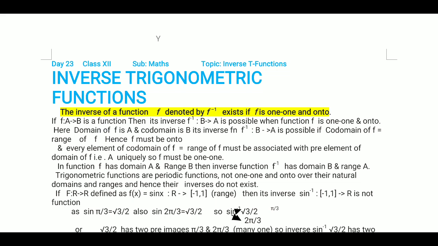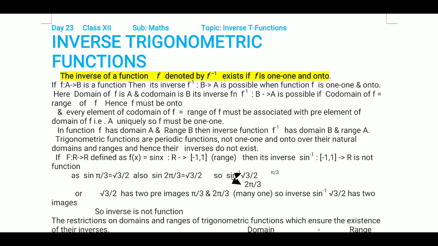If function f has domain A and range B, then the inverse function f inverse has domain B and range A.